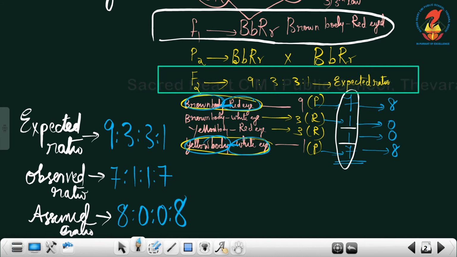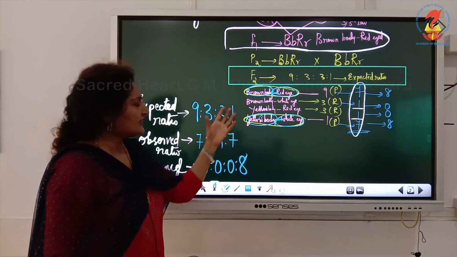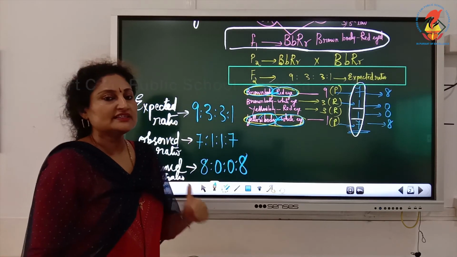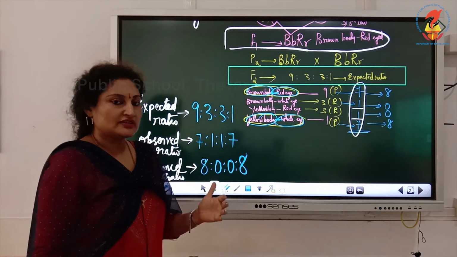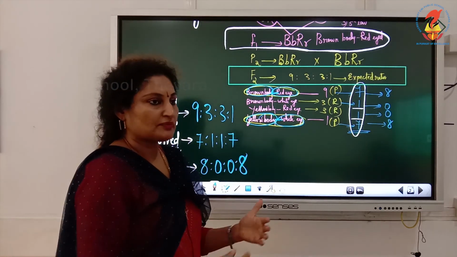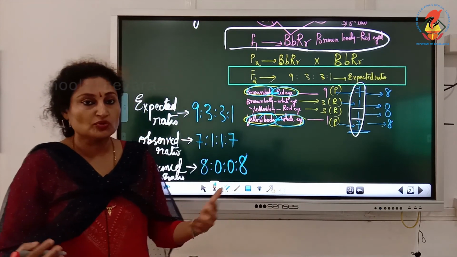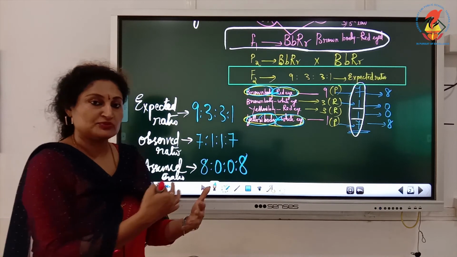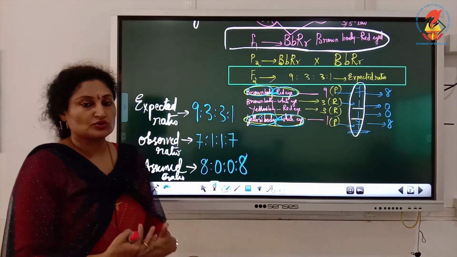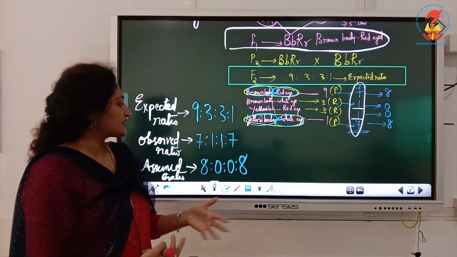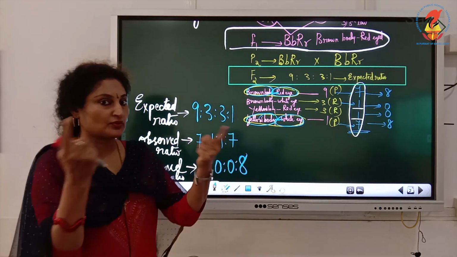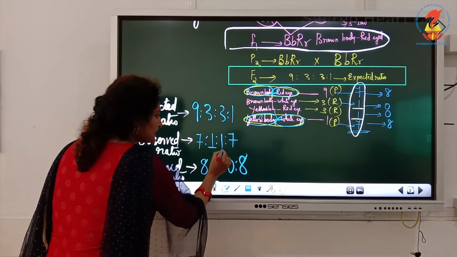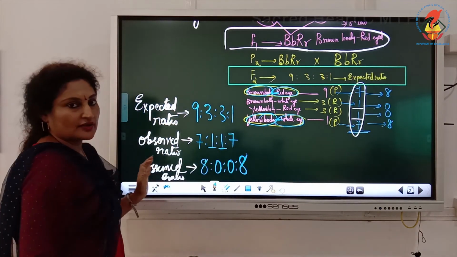Now he was wondering, if it is completely linked, there should not be any chance for recombinants. Why did the recombinants arise? It was during this time that the microscope was discovered. They could see the movement of chromosomes at different stages of meiosis. They observed the prophase stages, leptotene, zygotene, pachytene, diplotene, diakinesis, and he saw the process of crossing over. So the conclusion is that recombinants arise due to crossing over. I hope this is clear.